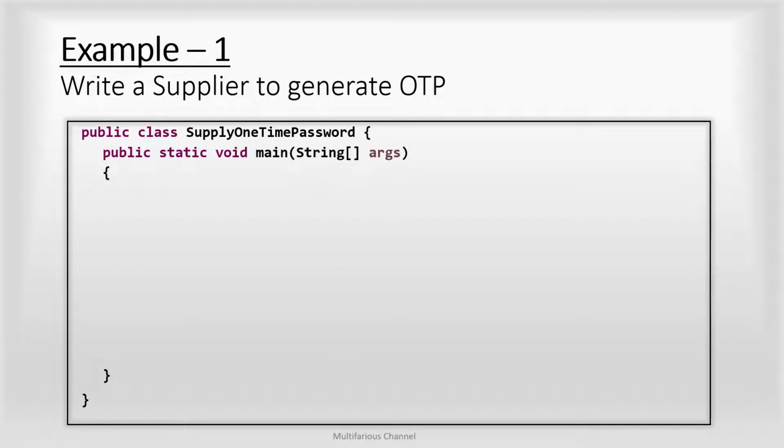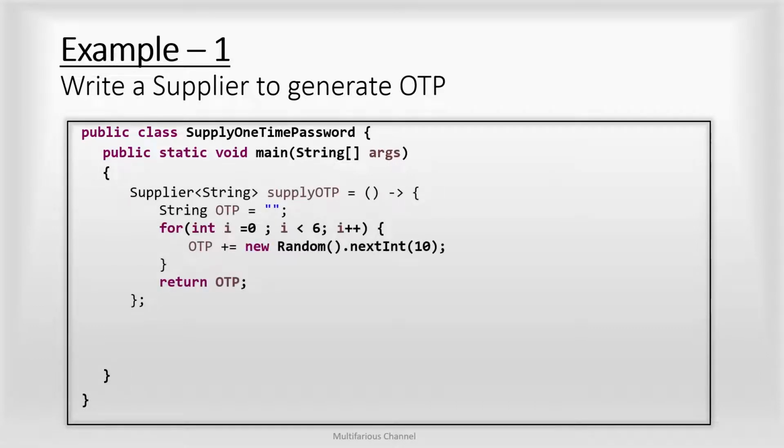Here we have a class SupplyOneTimePassword which has a main method in it. So here I'll write a supplier that will generate an OTP as the output. Now the logic to generate the OTP would be like we'll be taking a string OTP and using the Random class's nextInt method we will try to generate 6 integers in a loop and append them to the string OTP, and now at last we'll return this string. So now to invoke this, we'll call supplyOTP.get and we will just print it to the console by System.out.println. So now let's see this code in action.